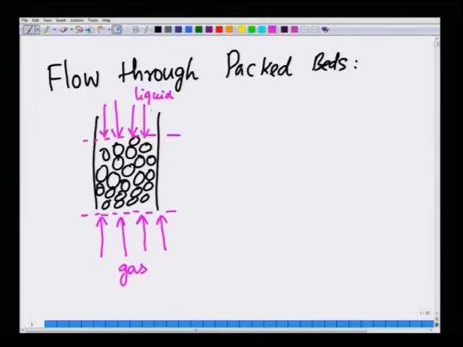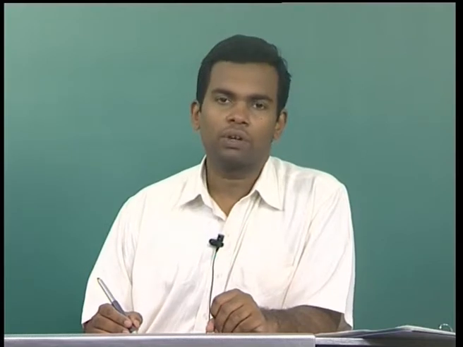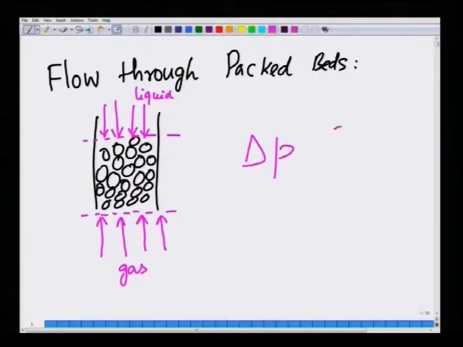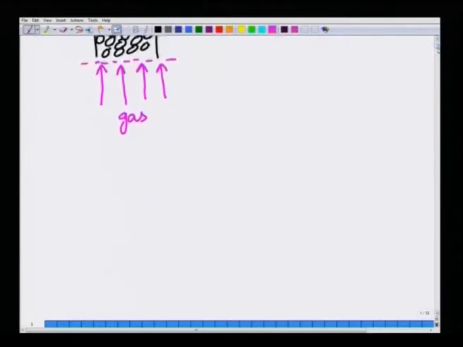increases dramatically the moment you put in packing, because the interfacial contact area increases. But here we are not concerned with the mass transfer aspects of the problem. We are rather interested in the fluid mechanics aspect, namely what is the pressure drop that is required to make a fluid flow in such a packed bed.